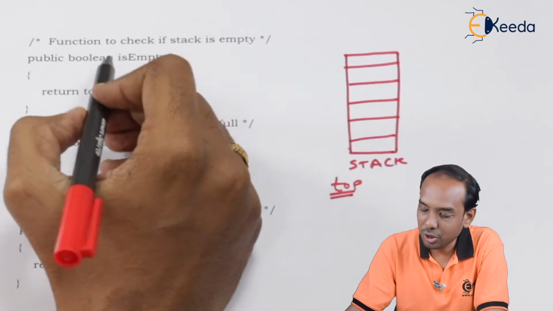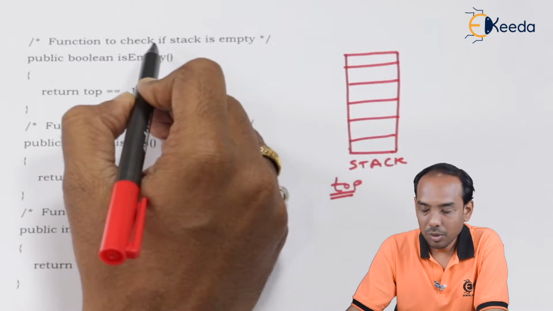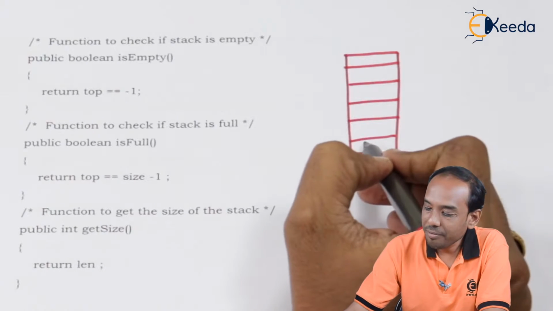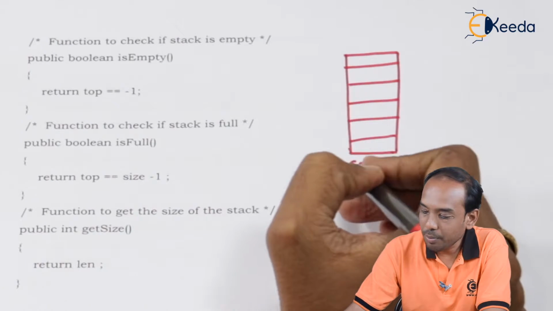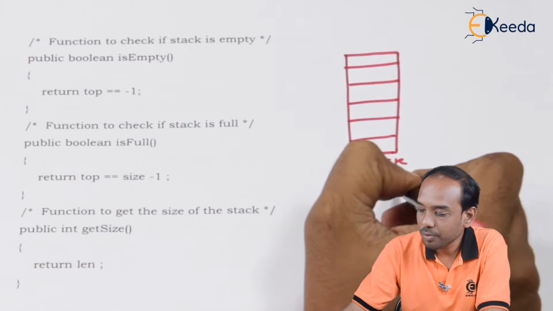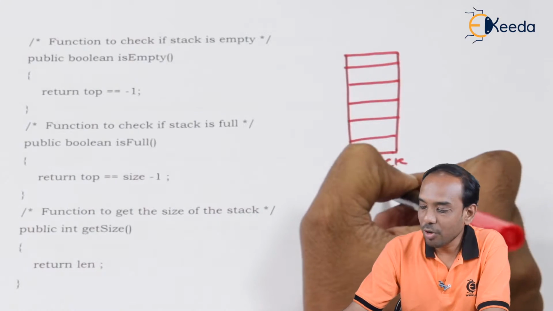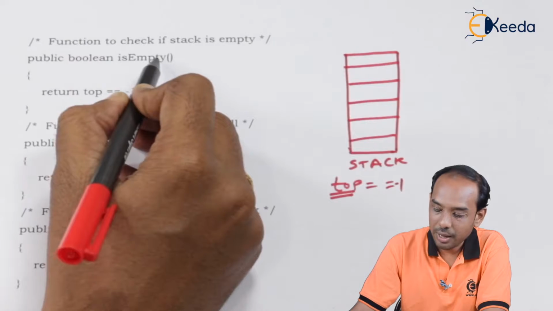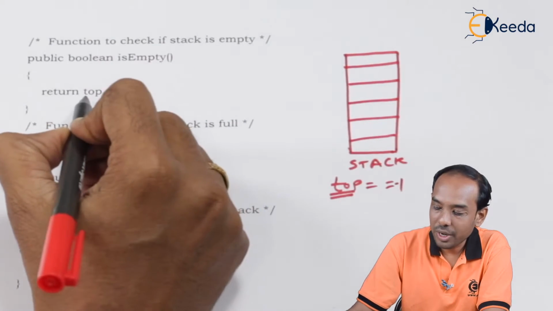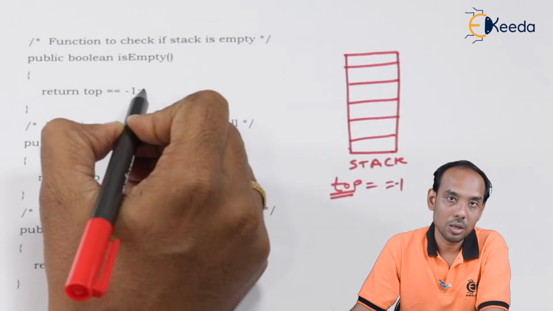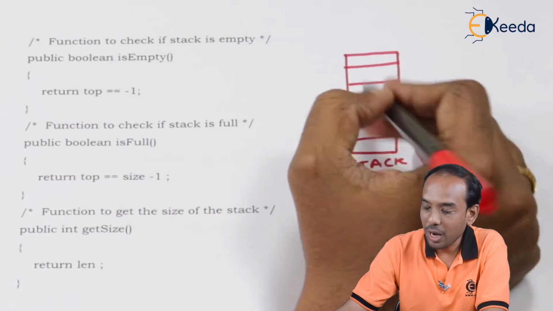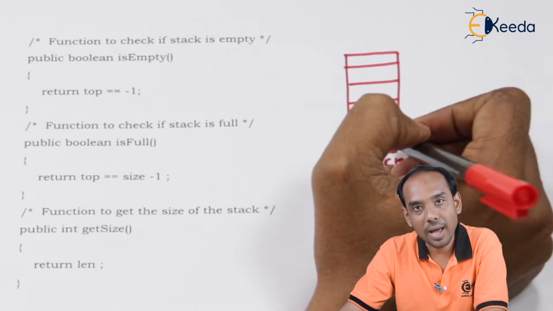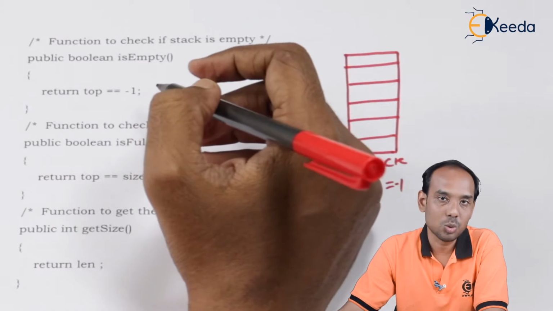Okay, so let's take a function Boolean isEmpty. So what does it mean is that whether the stack is empty or not. Okay, so if stack is empty, what does it mean? The top value will be starting from -1. This value I need to return. That's why I've written Boolean isEmpty. If it is true, I'm going to return top equal to -1. It means there are no values, and data elements can be inserted into the stack if the top value is -1.